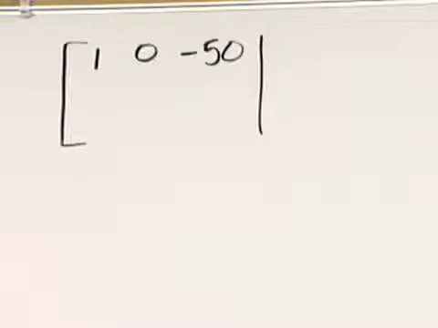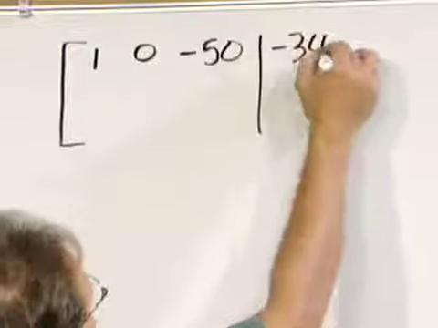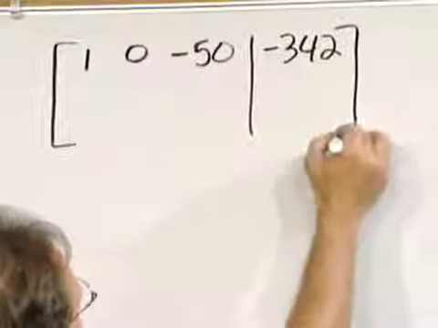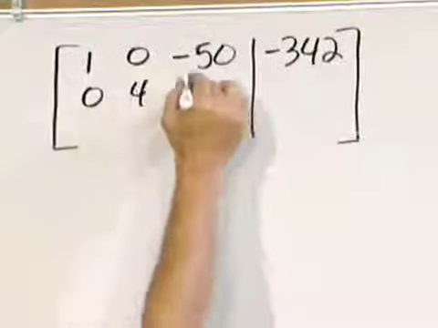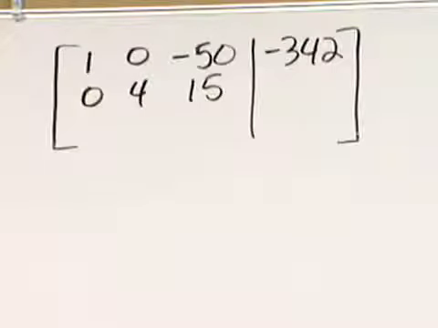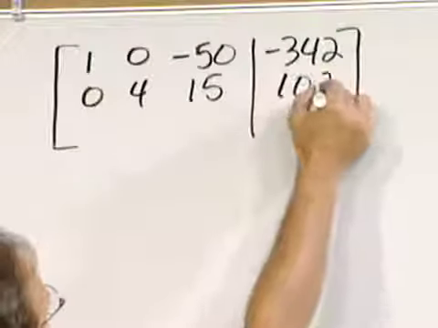And then in the constant column, we would have 168 minus 5 times 102, and that would give us a result of negative 342. Now, row number 2 is remaining the same: 0, 4, 15, and 102.